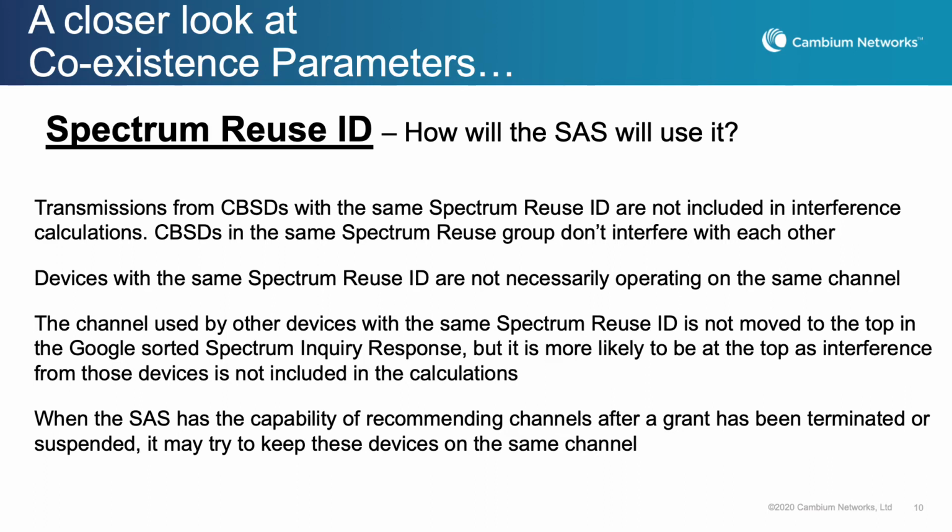If you look at the channel recommendations from the Google SAS, the channel used by other devices with the same spectrum reuse ID is not moved to the top of the list. However, because interference from devices within the same group is not accounted for, it is likely that the channel quality of that channel ends up being better, and the channel is likely to appear towards the top of the list, even if it's not forced to be at the top of the list. If there is another channel that is not used, that channel may be ranked the same or higher. There is no preference given to the channel used by devices with the same spectrum reuse ID.